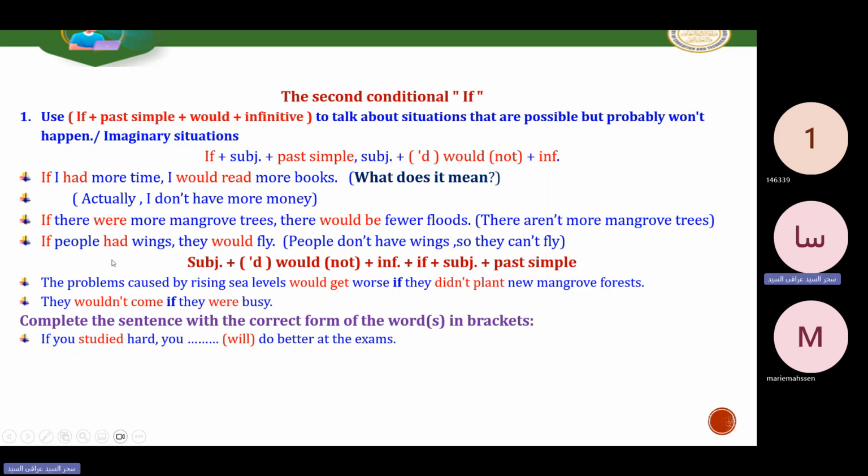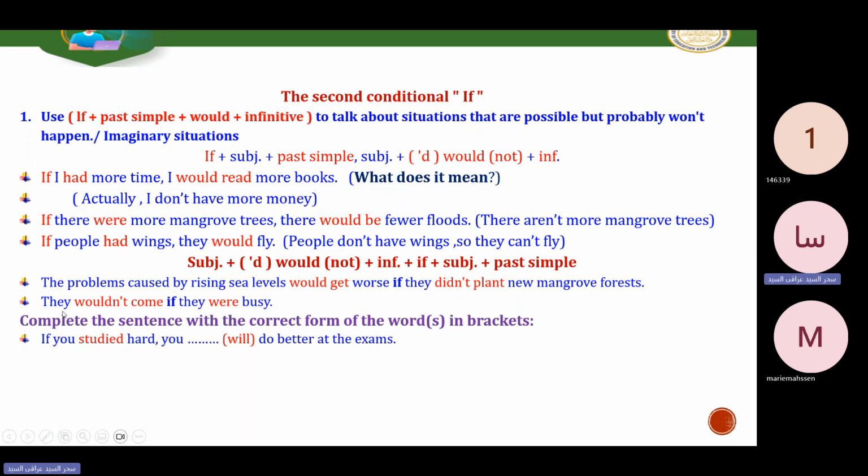Look at this example. If people had wings, they could fly. Do people have wings? Of course not. Can people fly? Of course not. So we use second conditional "if" to talk about imaginary situations. It's imagination. People do not have wings, so they cannot fly. So I assume if people had wings, they would fly or could fly.